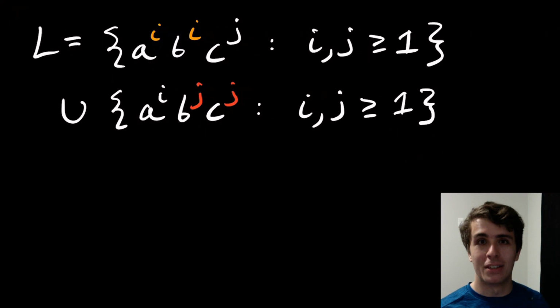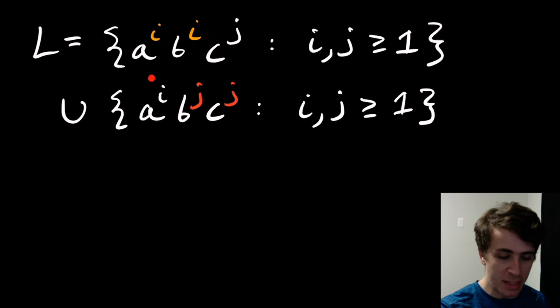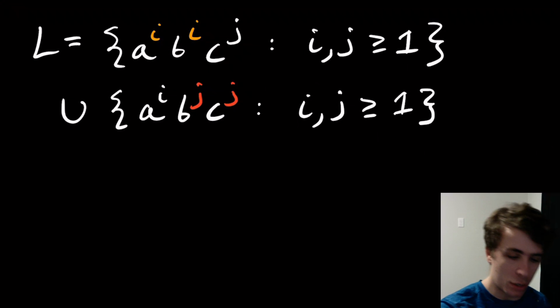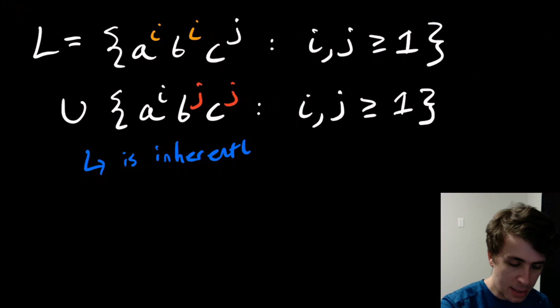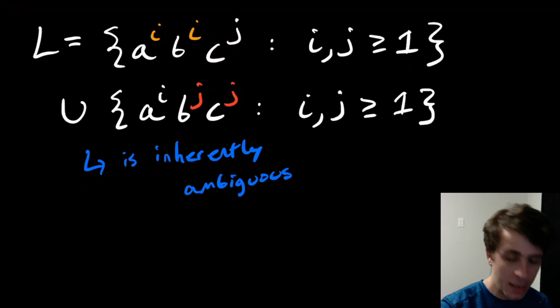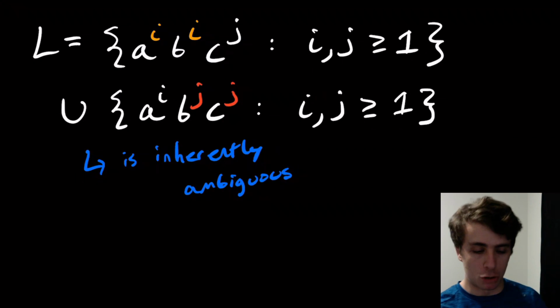Hi, welcome to another edition of Easy Theory. We have a very special video today in that we're going to do a first on YouTube. That's right, we're going to show that this language right here is what is called inherently ambiguous. We actually talked about what inherently ambiguous means, but I'm going to do a quick refresher on it.